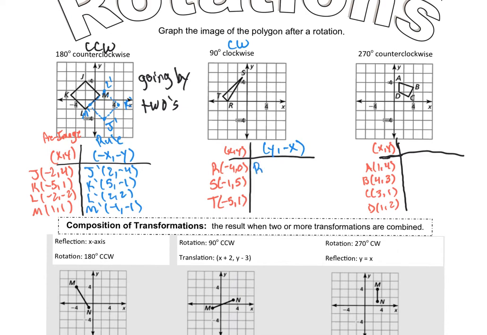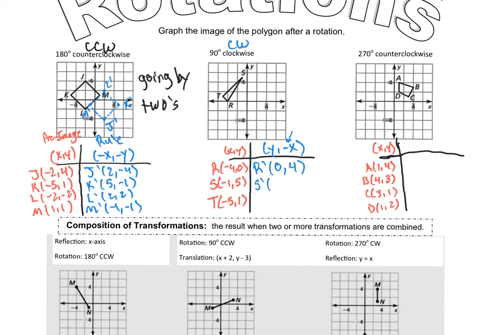So R prime would look like this. The Y value comes first. Well, the Y value from R was 0, and it doesn't change. It stays the same, so it's just 0. And then the X value comes next. Well, the X value from R was negative 4. But you'll notice here we have a negative, so that negative 4 is going to switch signs, so now it's going to be a positive 4. So there's R prime.